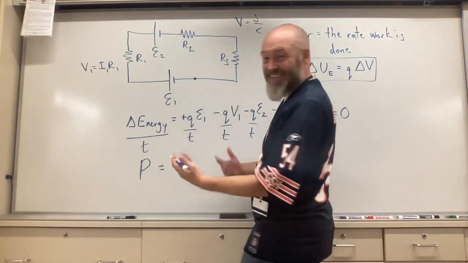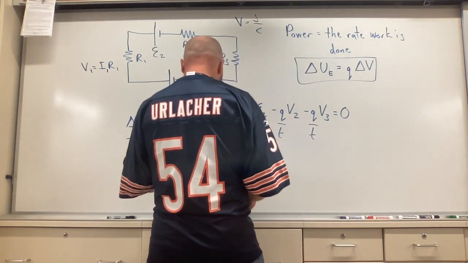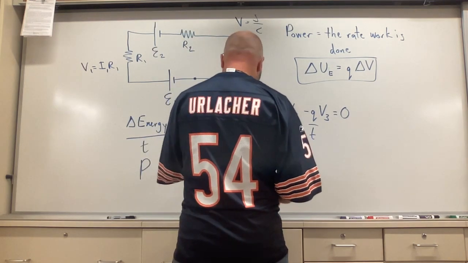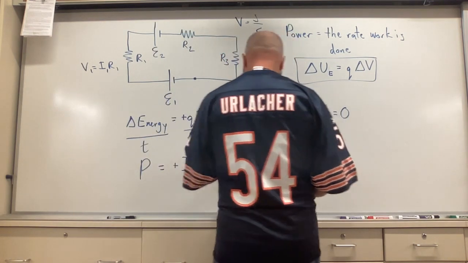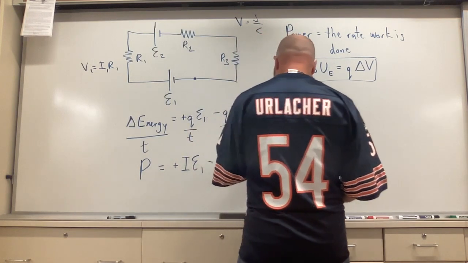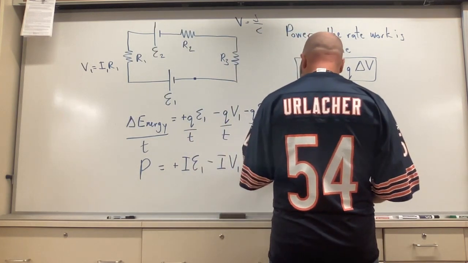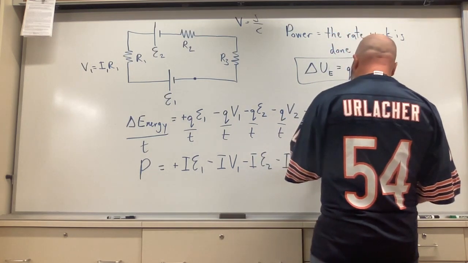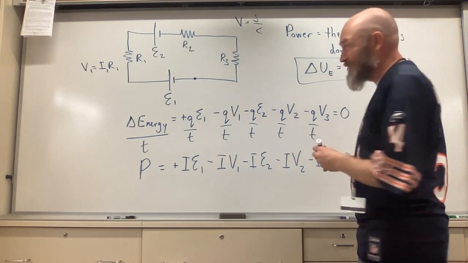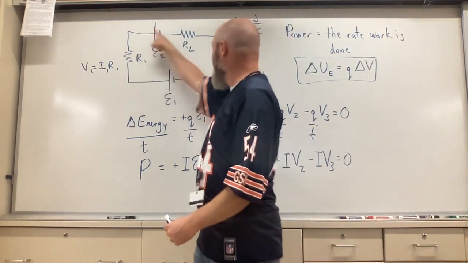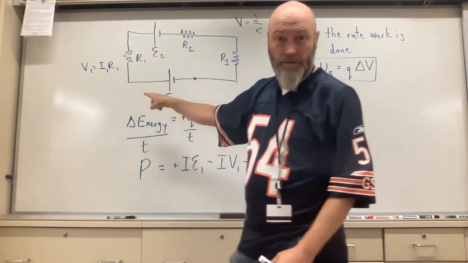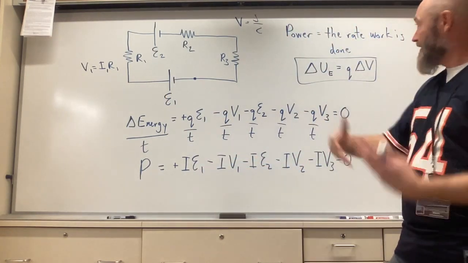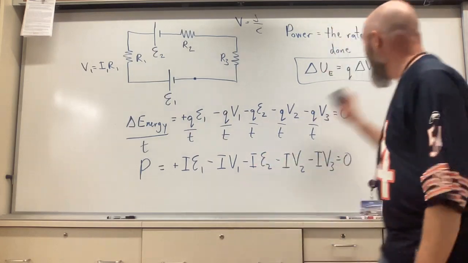What is Q over T? That's current. This is also current. This is current. And this is also current. For this particular problem, how many junctions do we have? None. So all of those currents have to be the same. But this is going to tell us our equation for power.